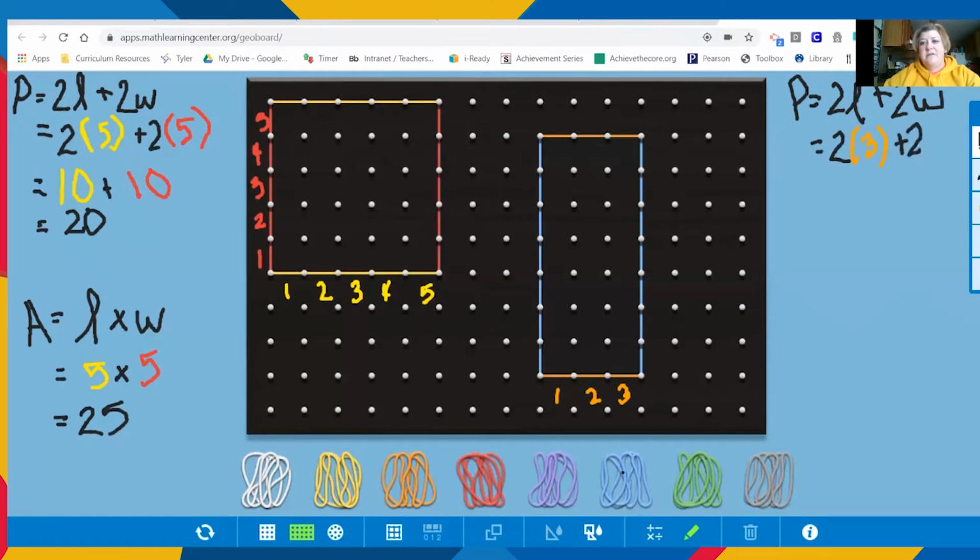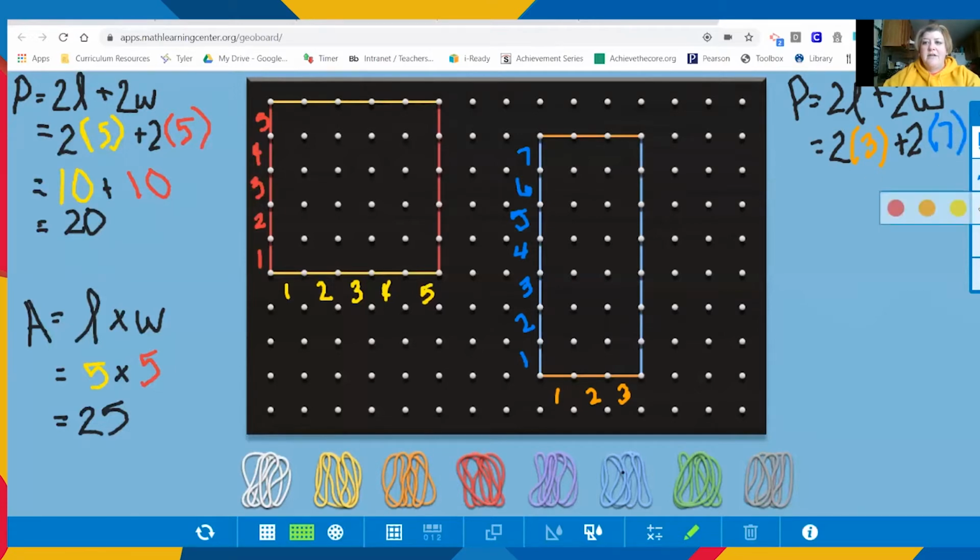2 times W. Let's go ahead and solve for W. Let's see how wide it is. 1, 2, 3, 4, 5, 6, 7. So 2 times 7.